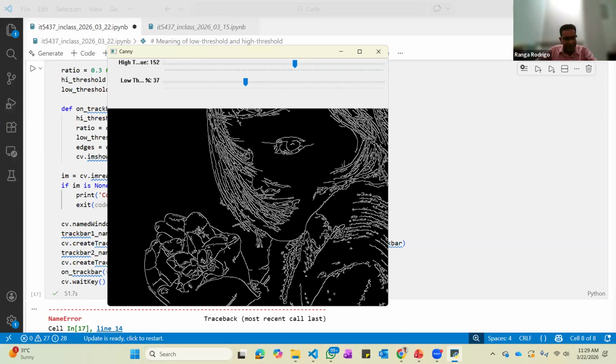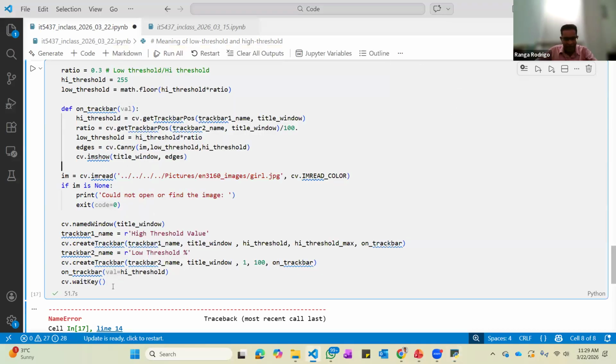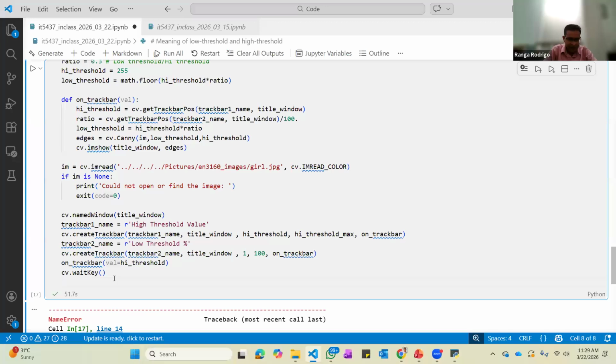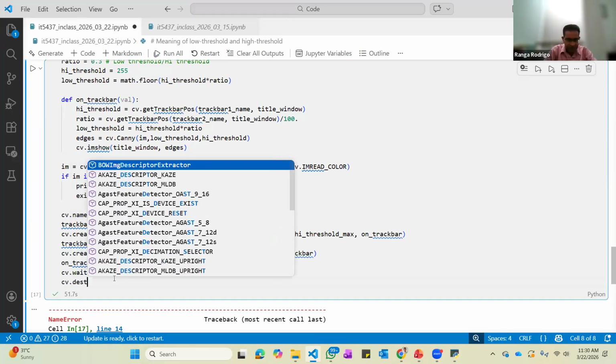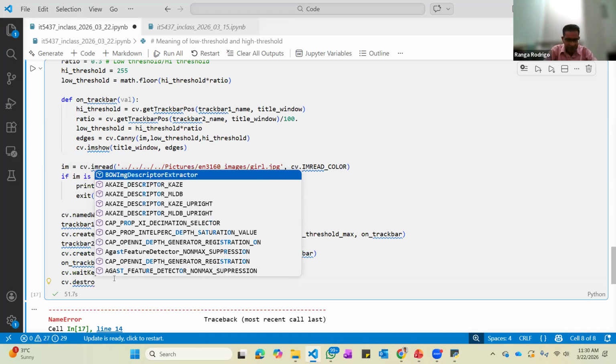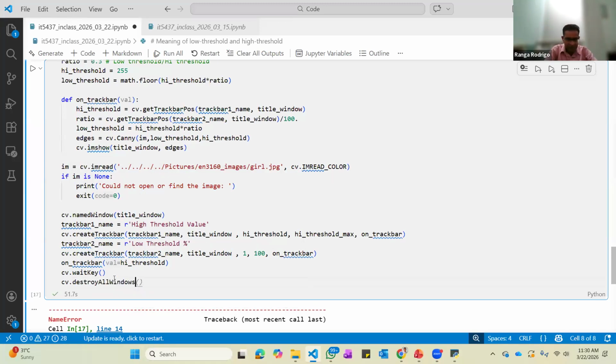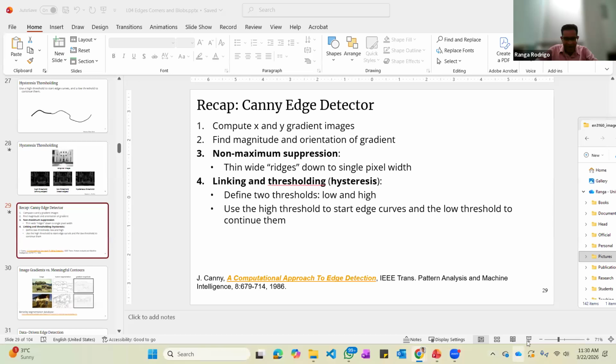I will make this available to you. Yeah, this is what happens. I forgot to destroy all windows, and when you don't have that, it crashes. Now I have to restart. That is okay. That's a good time to go back to slides.